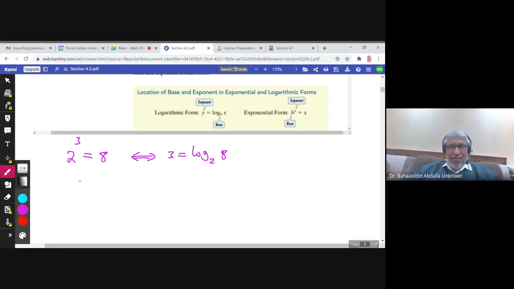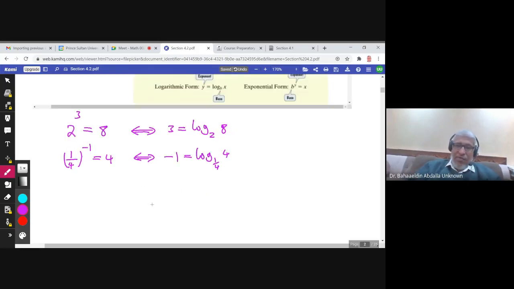Okay, for example, another one: 1 over 4 to the power negative 1 equals 4. This is correct. Okay, this is a true equation. 1 over 4 to the power negative 1 is 4. How to write it in the logarithmic form? Negative 1, which is the power, I take it here, then I write log, then the base is 1 over 4, you write it here, and you write 4 here. So log 4 to the base 1 over 4 is negative 1.